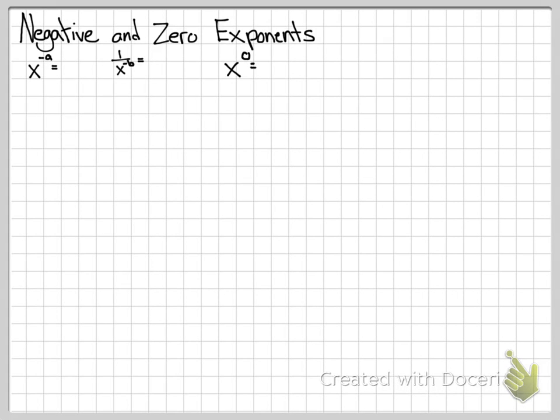Okay, so now we're moving on to negative exponents and zero exponents. From last time or from last year, whenever it is, you should know x to the negative a just means that it should go on the other side of the fraction. Seeing as though it's over 1, if there's nothing down there, that means it ends up being 1 over x to the a.